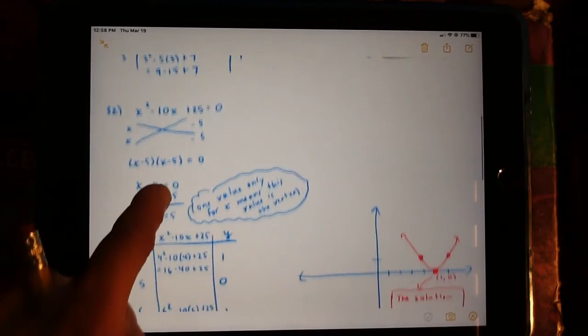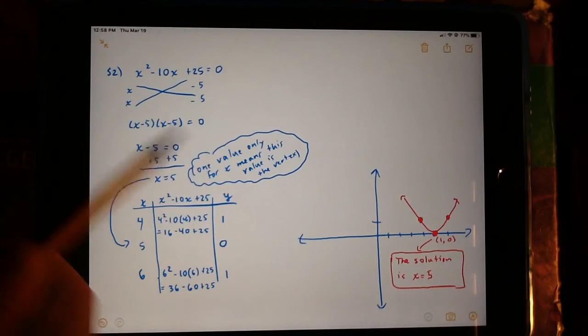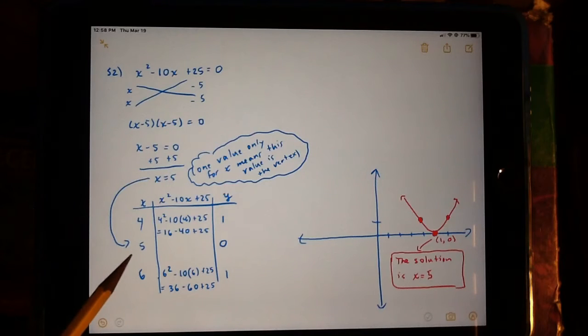Sample 2 will show us an example of how a graph is going to tell us there is only one solution to the quadratic equation. So we are factoring x squared minus 10x plus 25 equals 0, successfully this time, into x minus 5 times x minus 5 equals 0. Setting each of those factors equal to 0 will result in one value only that works, and that is x is 5. When we get only one value when we are factoring our equations, we get the same value twice, that means that value is the vertex of our parabola.